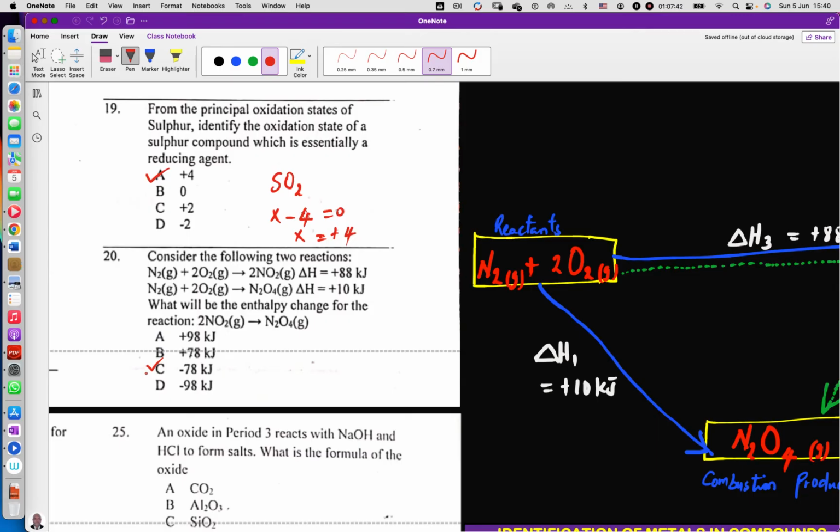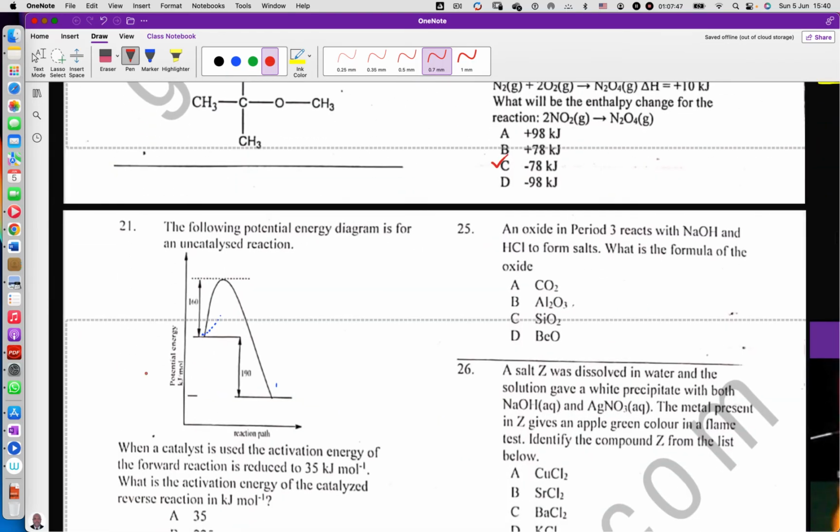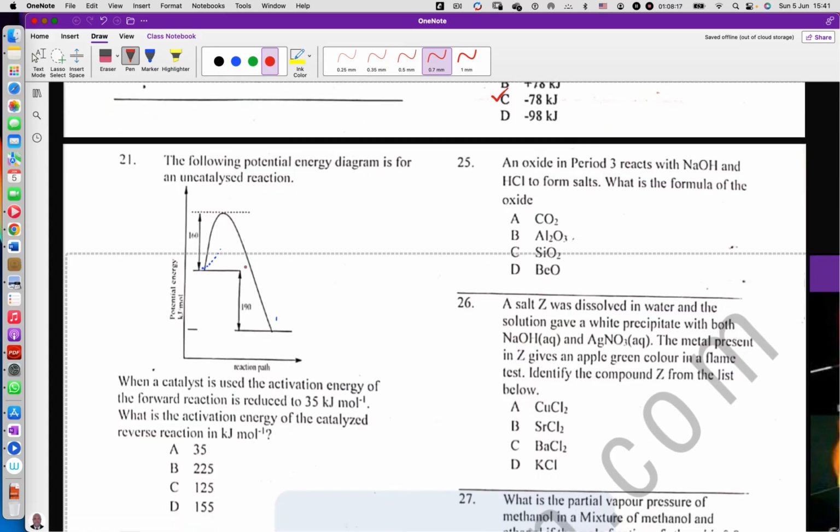Now, let's go to question number 21. Question number 21 has to do with energy changes, enthalpy changes, and activation energy. The following potential energy diagram is for an uncatalyzed reaction. The energy change is 190 and activation energy is 160.